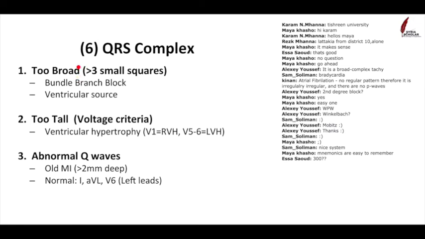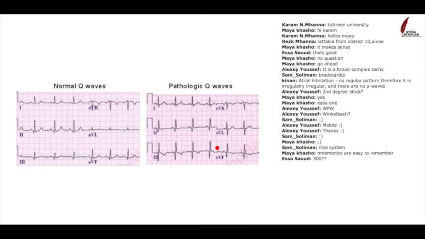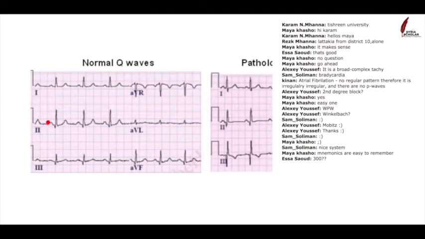Good. So the QRS complex can be too broad, bundle branch block, too tall, hypertrophy, or you can have abnormal Q waves. So let's look at what that looks like. Remember we took the cardiac cycle and we looked at what each different part of the wave showed us. You have your P wave, Q, which is this bit, and you have R, which is this bit, and then you have S, which is this bit, before you have your T. So that's why it's P, Q, R, S, T.